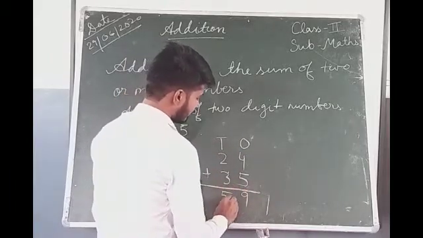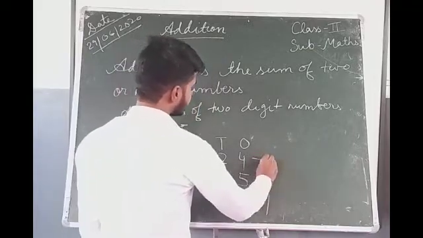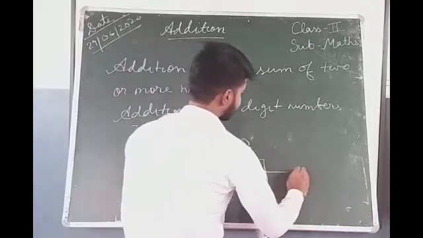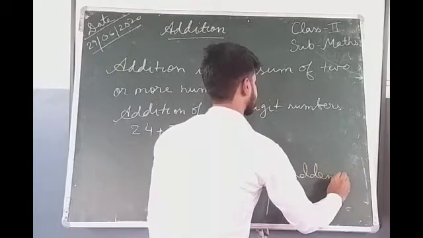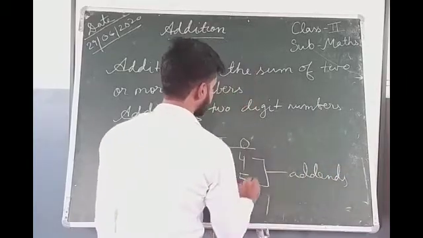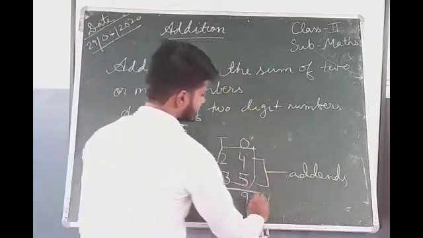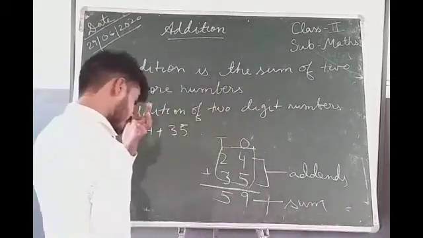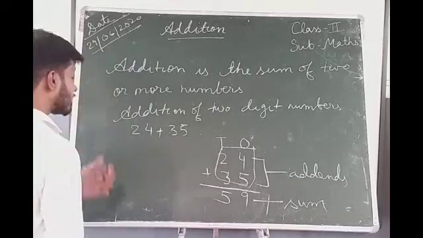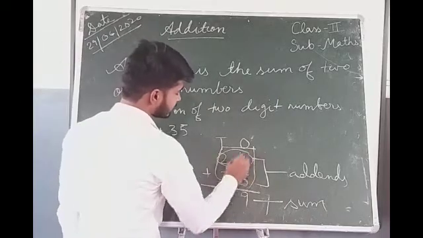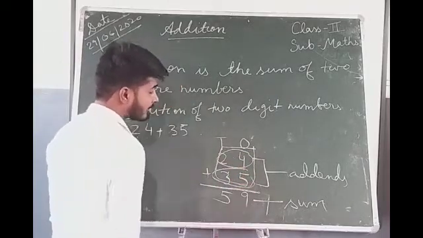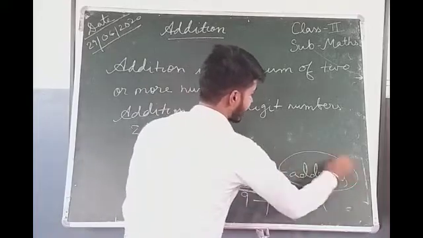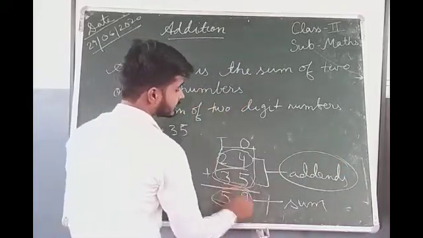This is called 5. So these both are known as addends, means these two are the numbers we are adding. And the result is known as the sum. So what is addition? Addition is the sum of two or more numbers. These are the numbers, 24 and 35, and these are also known as addends. And the result is known as the sum.